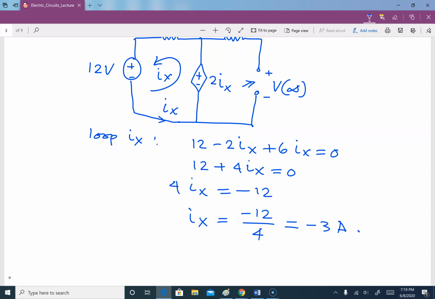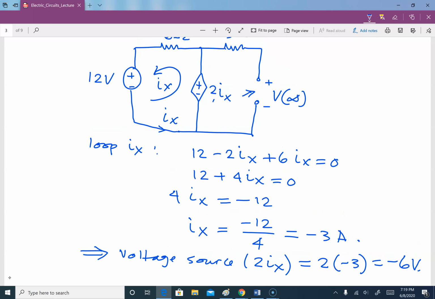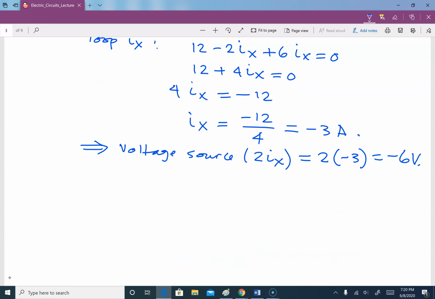So that means our voltage source of 2ix is equal to 2 times negative 3, that is equal to negative 6 volts. So if you look at this value here, that is negative 6 volts, and V infinity, the opening over here across that negative 6 volts, that means V infinity is negative 6.